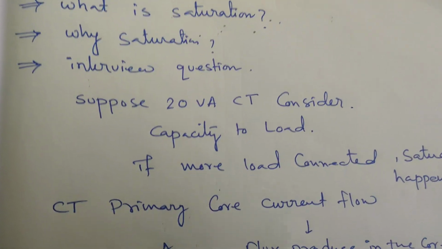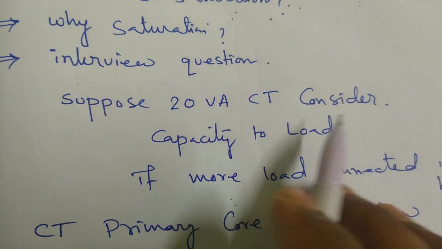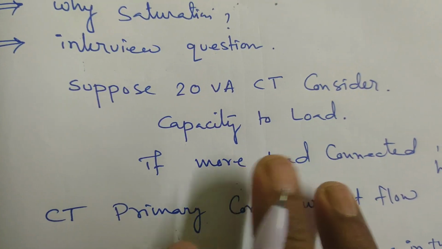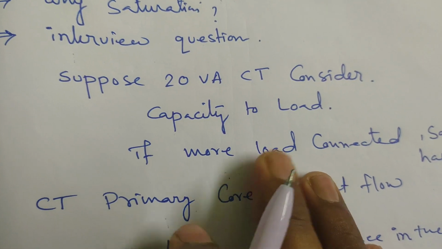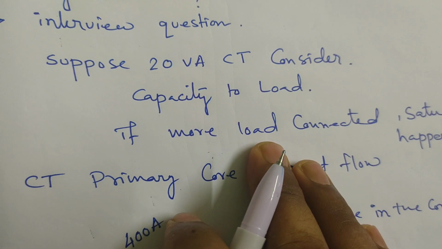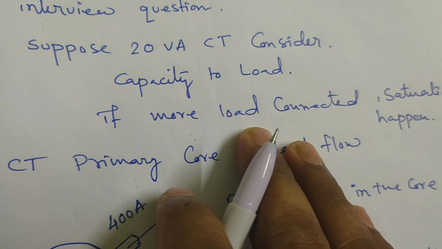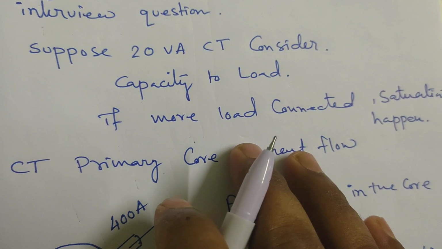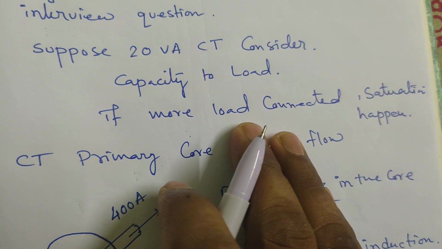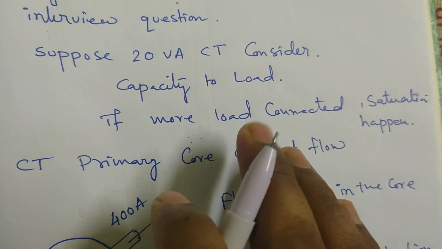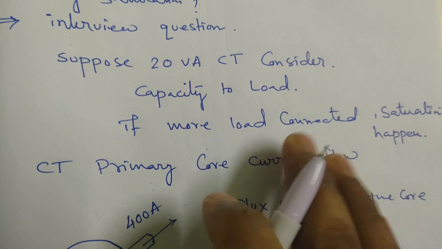So here, for example purposes, we are taking a 20 VA CT, and the CT load you can connect is 20 VA. If you increase the load to the CT, what is the load? Load is the connected ammeters, relays, and meters, different types of ammeters and different types of relays. The connected load should be 20 VA or less than 20 VA. If more load is connected, then saturation may happen very easily.